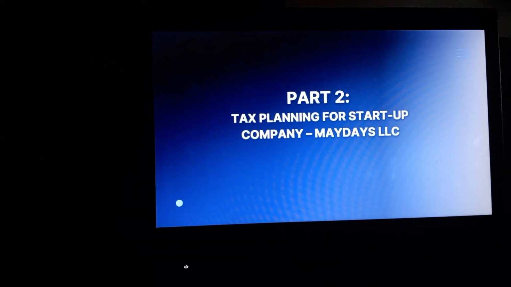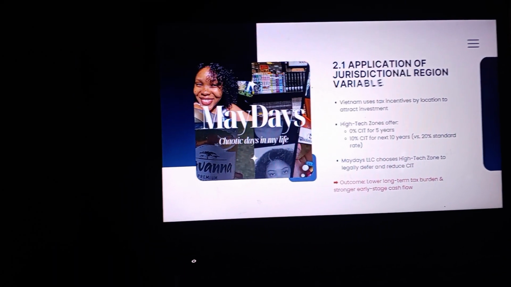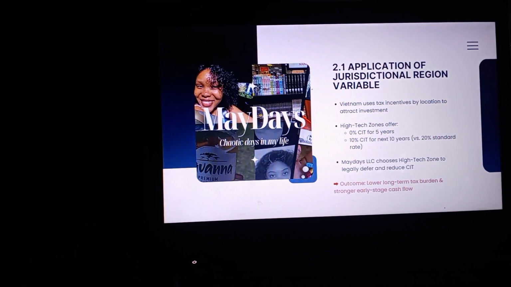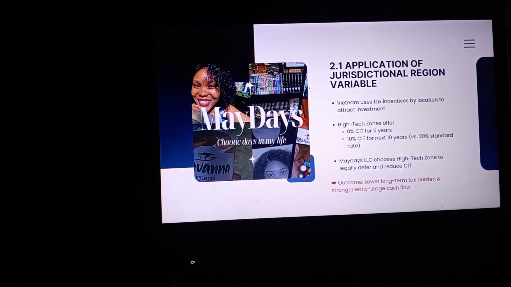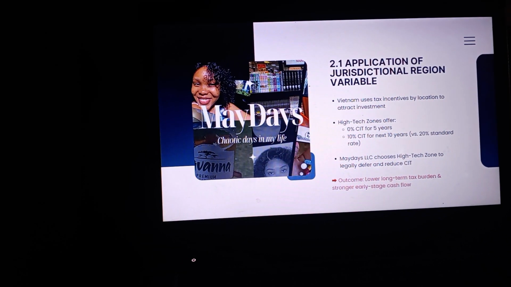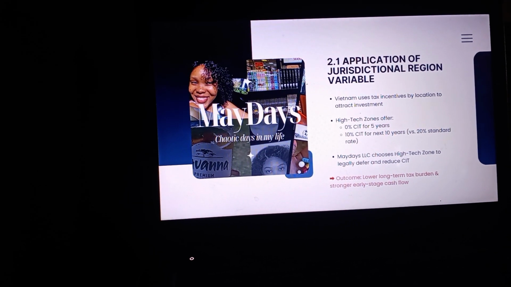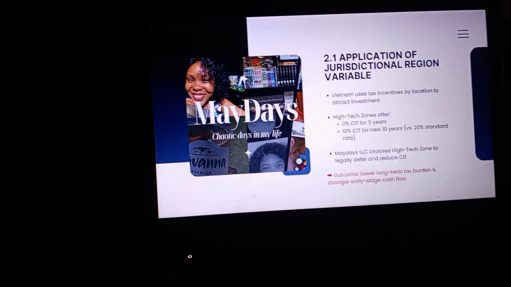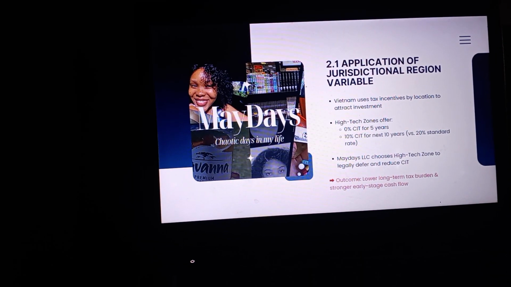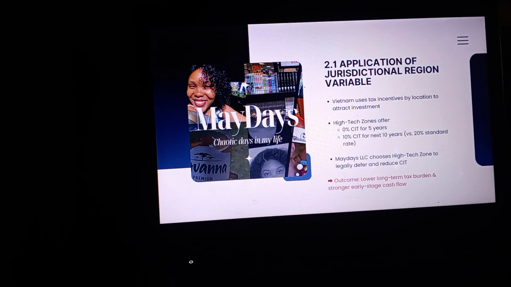Next is part two, tax planning for the startup company Mayday LLC. Firstly, application of the jurisdictional region variable. Vietnam uses tax incentive allocation to attract investment. Secondly, the high-tech zone offers 0% CIT for 5 years and 10% CIT for the next 10 years. Thirdly, Mayday LLC chose the high-tech zone to legally reduce CIT. The outcome is a lower long-term tax burden and stronger early-stage capital.